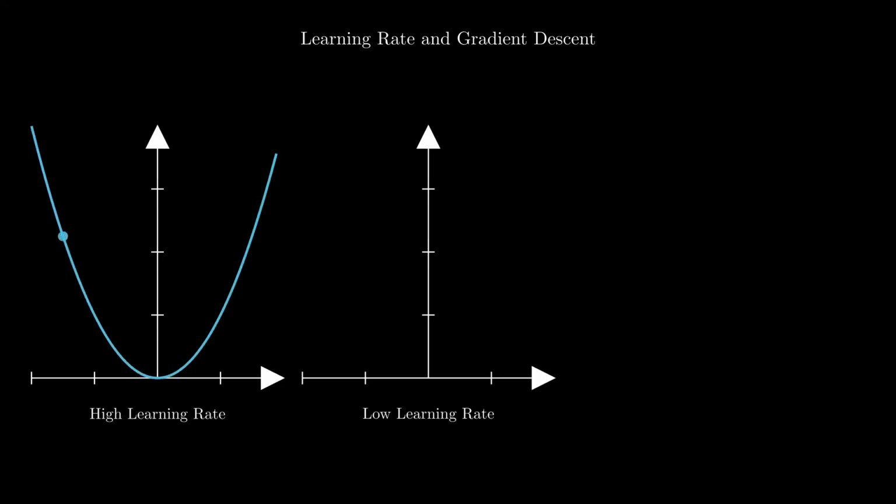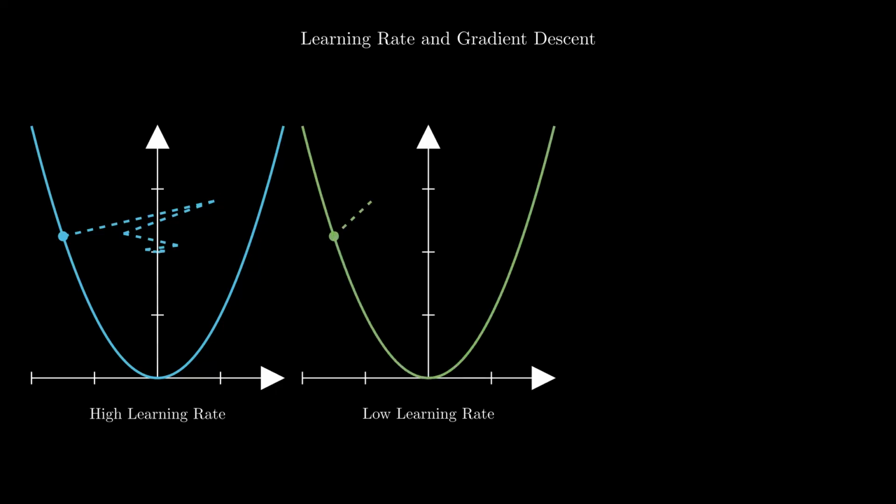In gradient descent, the learning rate plays a crucial role in determining how optimization progresses toward minimizing the loss function. To understand this better, let's compare two scenarios, a high learning rate on the left and a low learning rate on the right. In the left graph, we simulate a high learning rate. Notice how the optimization takes large, erratic steps. This behavior causes oscillations, and in some cases, it might never converge to the minimum.